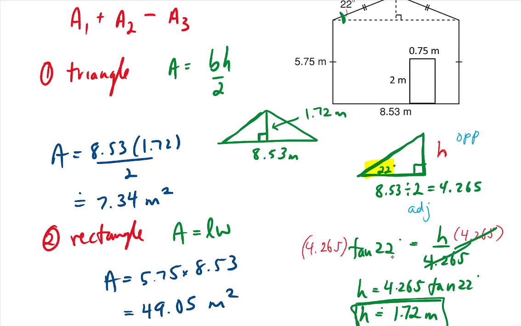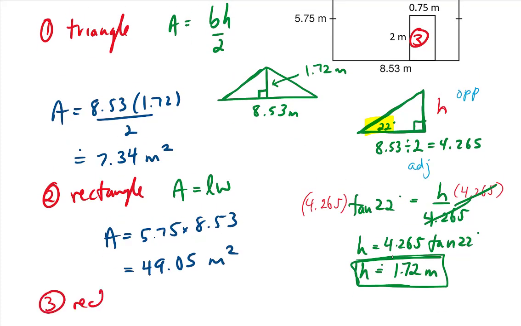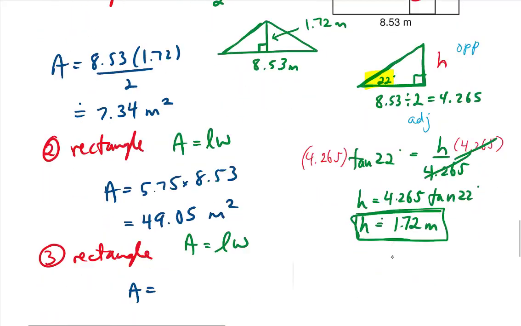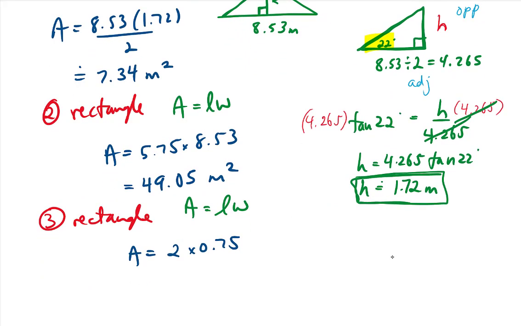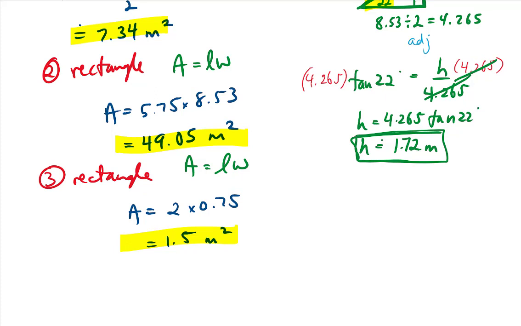All right, we still need to figure out rectangle 3. That's this one here. So the area of rectangle 3. Again, area equals length times width. So I'm going to have A is equal to 2 times 0.75, which gives me 1.5 meters squared. All right, so we have the area of 1, the area of 2, minus the area of 3 will give us the total area, or the total amount of siding that we will need.